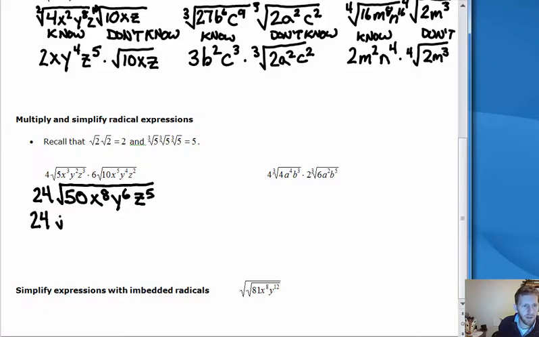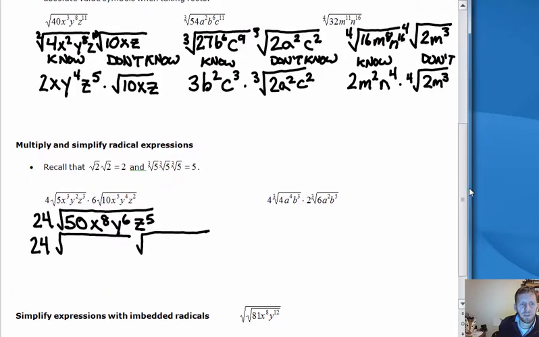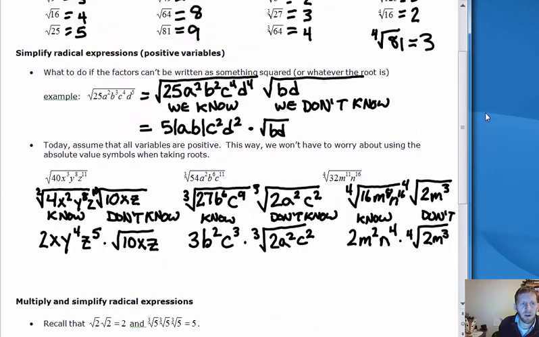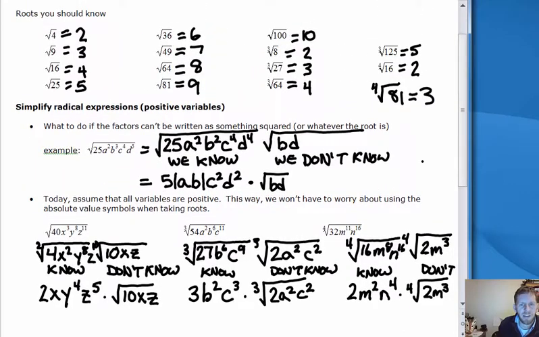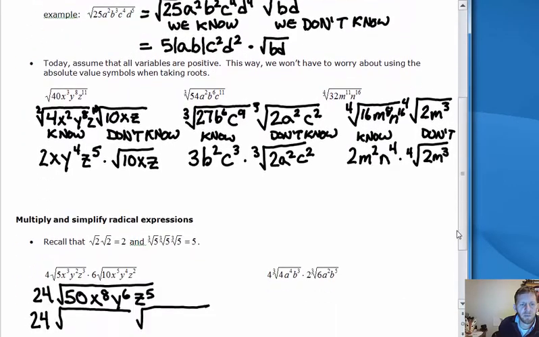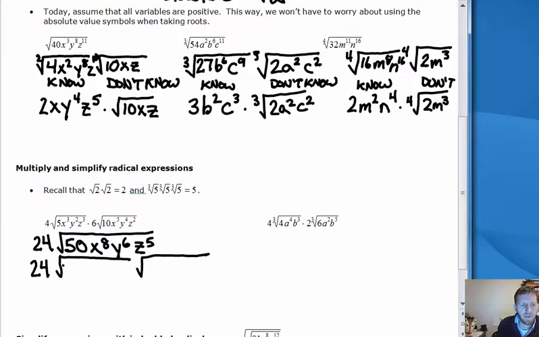Leaving the 24 out front here, I'm going to start with things I can square root and things I can't. Don't know the square root of 50, but there is something that goes into 50 I know the square root of, and that would be 25. So we're going to take that 50 and break it into a 25 under something I can square root times a 2, which I can't.